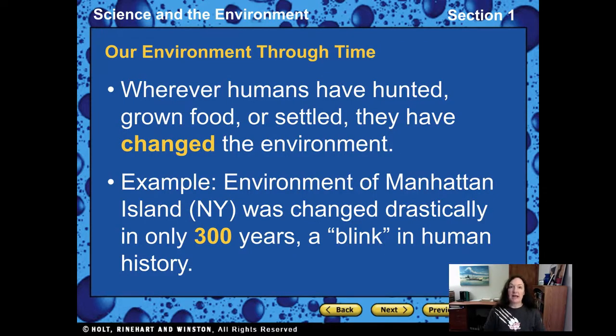Our environment has changed dramatically since humans came into play about 2 million years ago. Wherever humans have hunted, grown food, or settled, we have changed the environment. And like I said, there were humans 2 million years ago, and even they changed the environment. There were 11 other human species aside from our species, which is Homo sapiens. They are all extinct. We are the only human species left, but even our ancestors and those other human species, they all have contributed to changing the environment. You could say we're kind of an invasive species in a way.